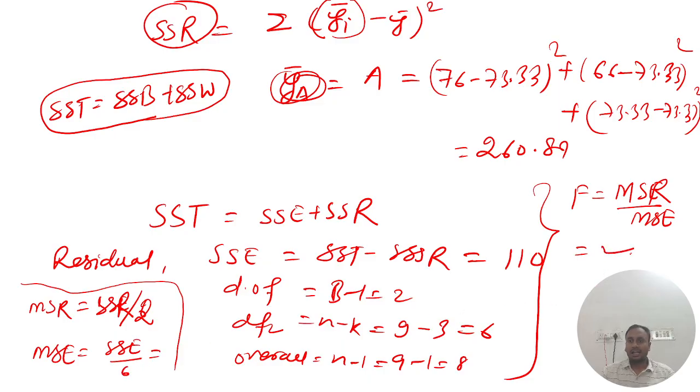So now we can calculate some value. Based upon the 2 and 6 and 0.05 from the table, we can calculate. So I think it's clear now. Everything is the same. If you want, I'll take one more problem and then we can solve.